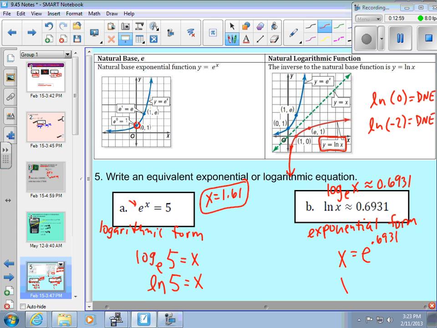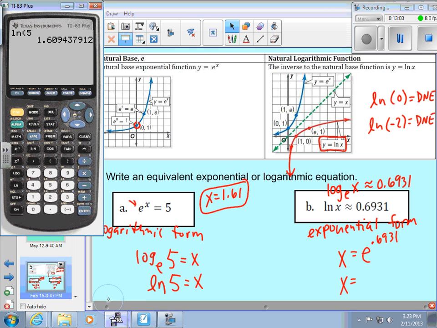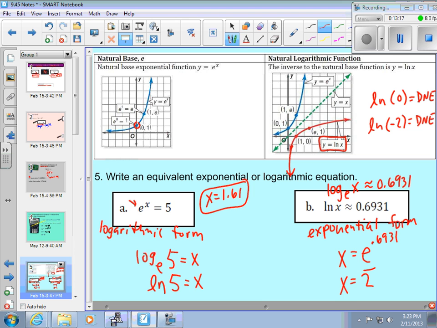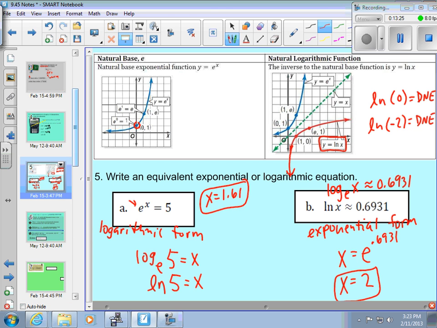Now it's a calculator problem. We go on our calculator and we type in e to the 0.6931 power. It looks like it's pretty close to 2. Pretty dang close to 2. So sometimes switching back and forth between log form and exponential form is very beneficial to solve the problem.